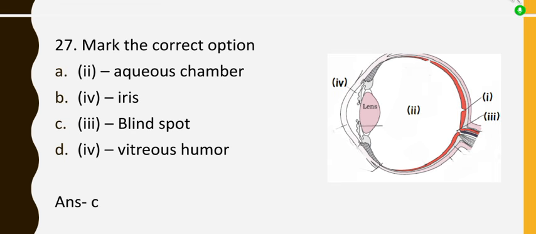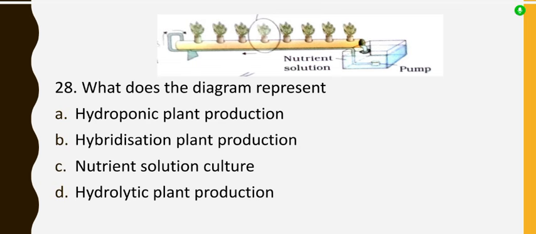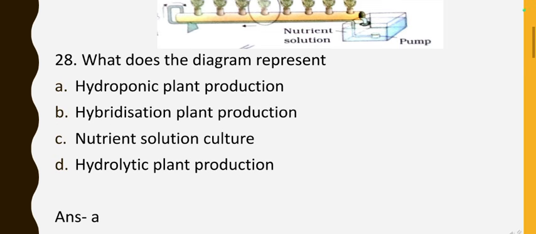Mark the correct option. So in the given figure, the correct option is blind spot, the third is blind spot. What does this diagram represent? This diagram represents hydroponic plant production.